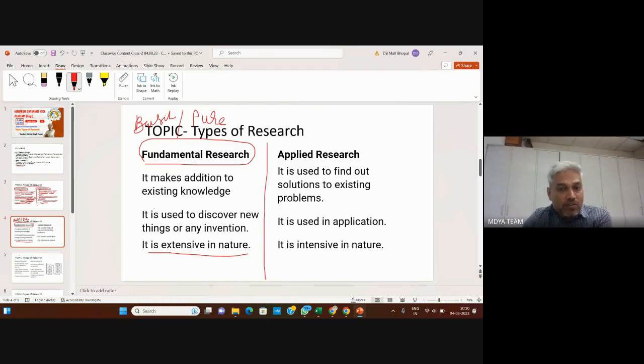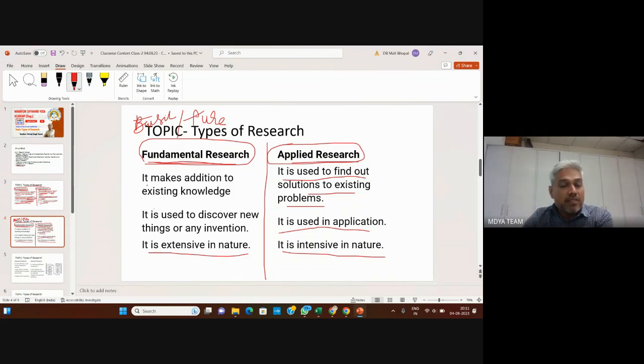And in comparison to fundamental research, there is applied research. It is used to find solutions to existing problems, right? It is used in applications. It is intensive in nature, right? We have arranged these types of research in such a way that they are opposite to each other. So what you have to do here is just memorize the names fundamental research and applied research. Fundamental research's other names are basic and pure.